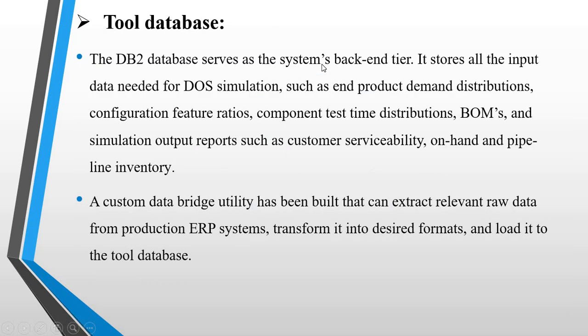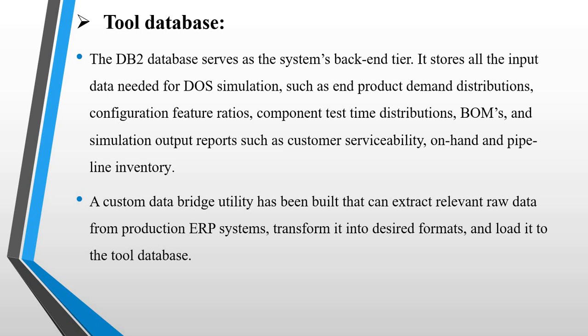The first one is the tool database. It serves as the system backend tier and stores all the input data needed for the DOS simulation, such as input raw data, end product demand distributions, and the daily distribution of products. It also stores configuration feature ratios, component test distributions, BOMs, simulation output reports, customer serviceability, and pipeline inventory. These are all in the tool database.